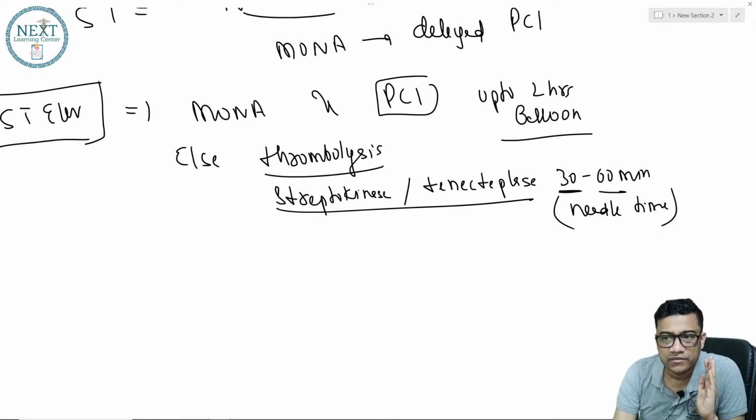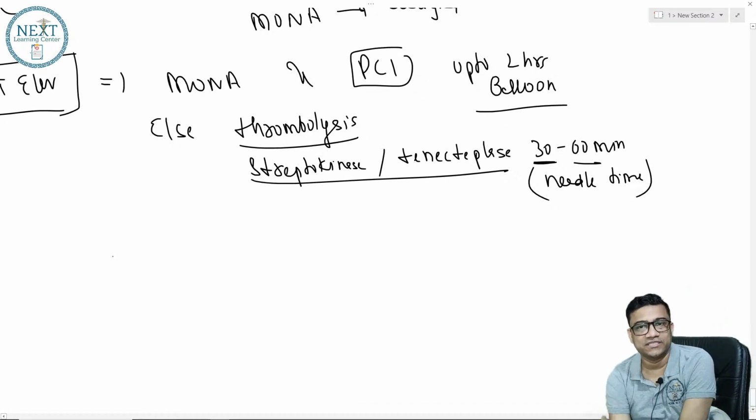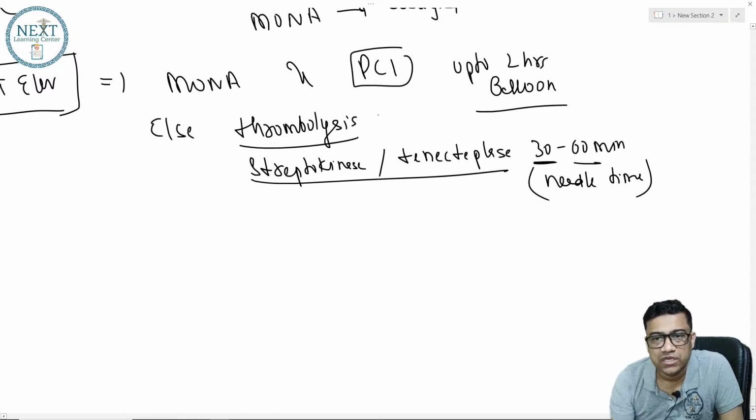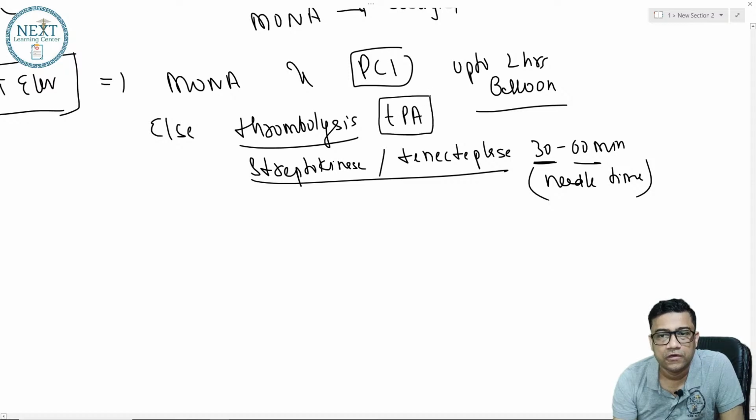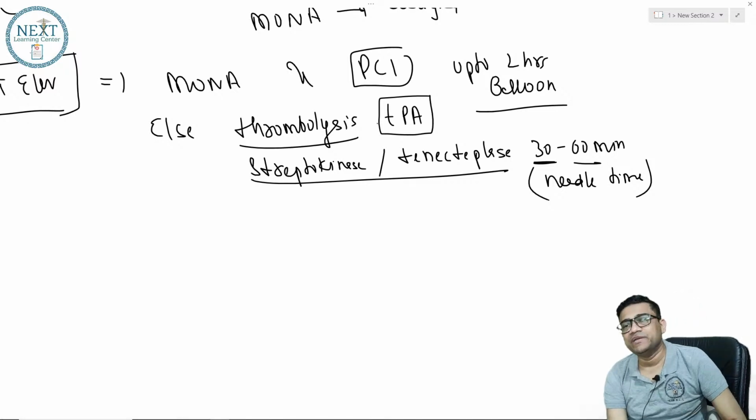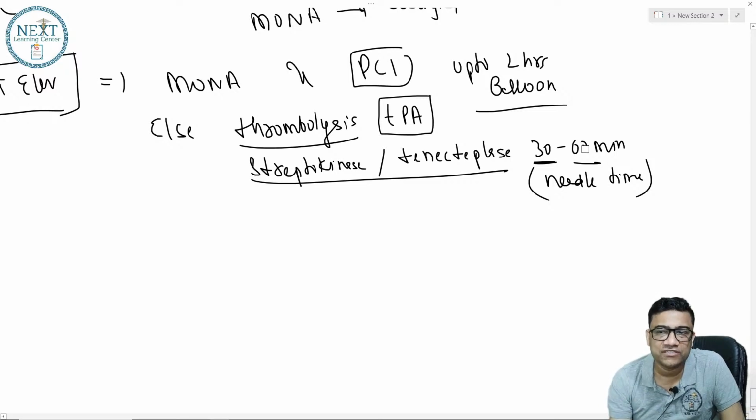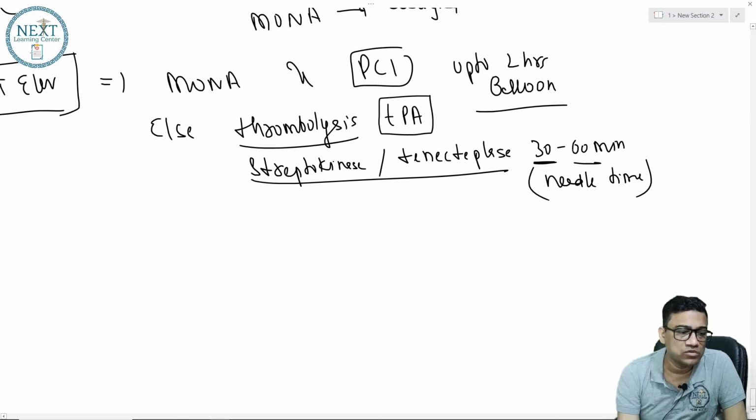Are you clear? Done. Now I have a question. For thrombolysis we use TK, or TPA. What is TPA? Tissue plasminogen activator. I told you 30 minutes is the best time, but it should be as soon as possible, 5 minutes, 10 minutes, 15 minutes. Upper limit is 60 minutes. After 60 minutes it is not useful, so we'll do 30 to 60 minutes.